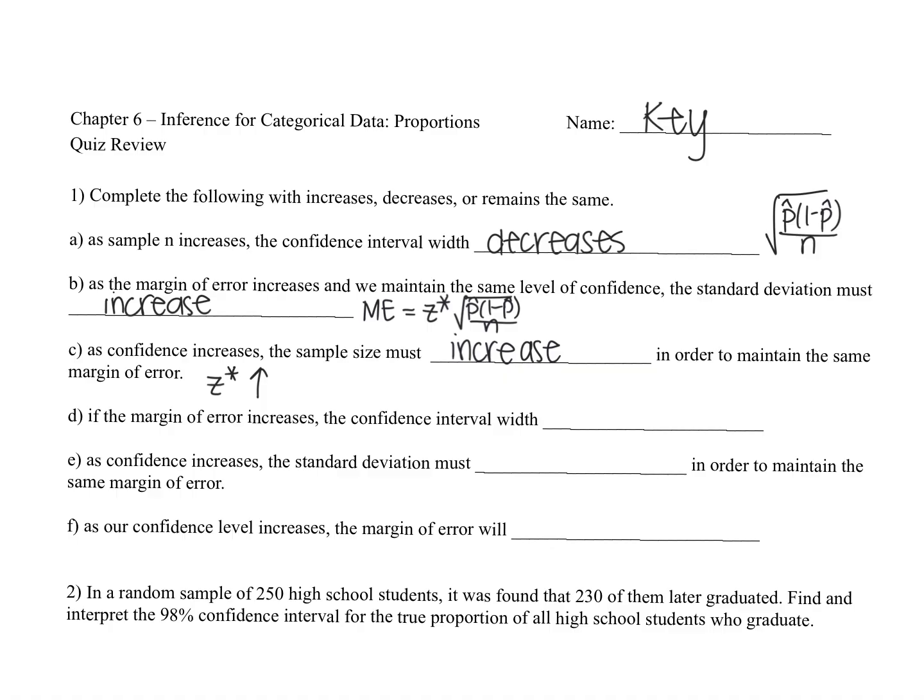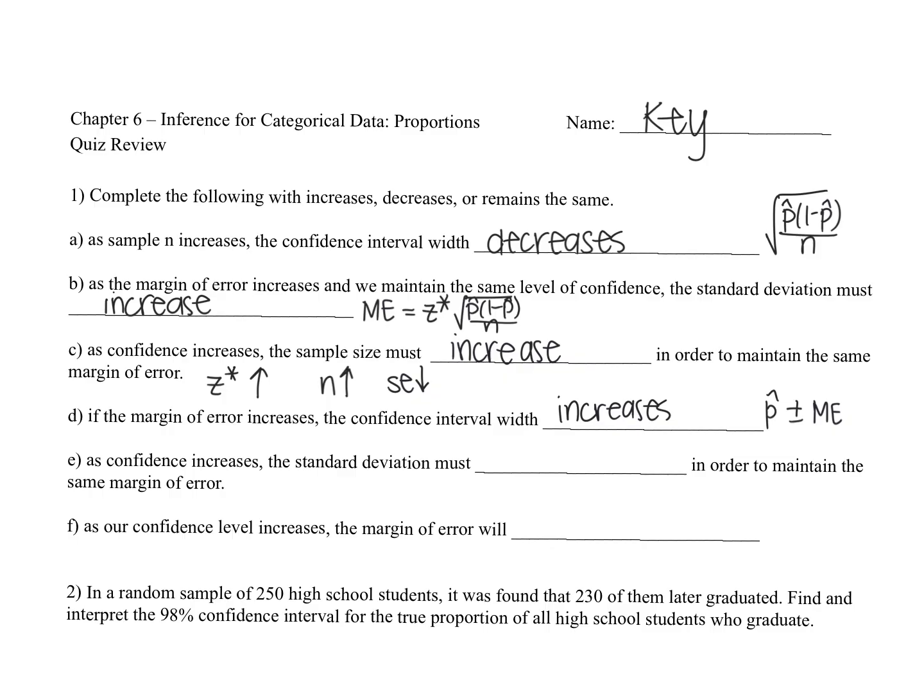So because margin of error is the critical value and the standard error, if you want to maintain the same margin of error, the only way for that to happen is if n also increases, because then your standard error decreases. If the margin of error increases, the confidence interval width increases. So that one's pretty straightforward. Margin of error determines the width of your confidence interval because it's always p hat plus or minus the margin of error. So if your margin of error increases, so does the width.